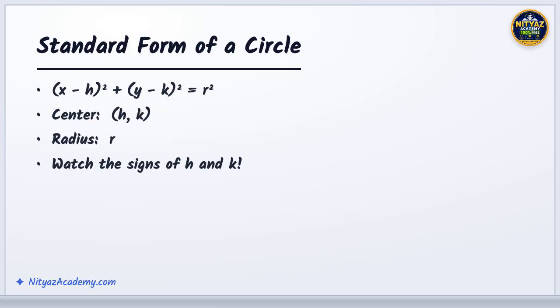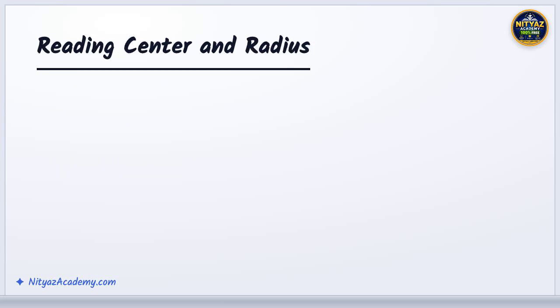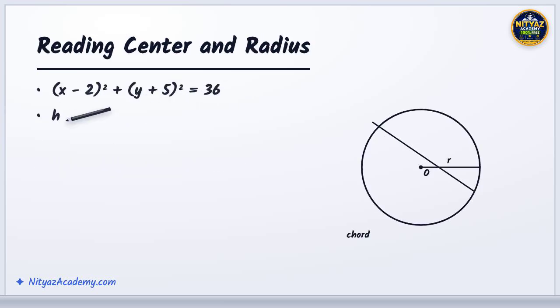The biggest trap is signs. Because the form uses x minus h, a center at positive 3 shows up as x minus 3. Flip the sign you see inside to find the center. Let's read one straight off the board.